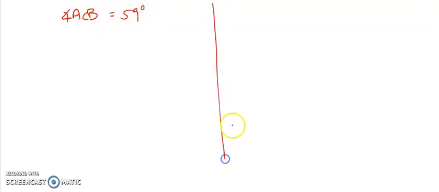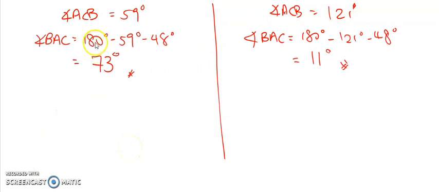Recall we have two values: angle ACB is 59 degrees, and in the other situation angle ACB is 121 degrees. So we do our corresponding calculation here for the other angle and the other side. Based on the angle sum of a triangle being 180 degrees, I subtract ACB and 48, which is given, so I get the two values of my angle BAC.